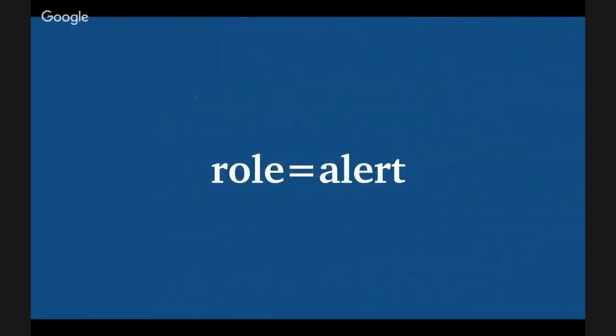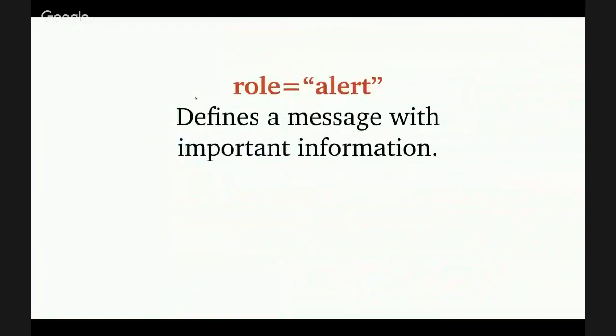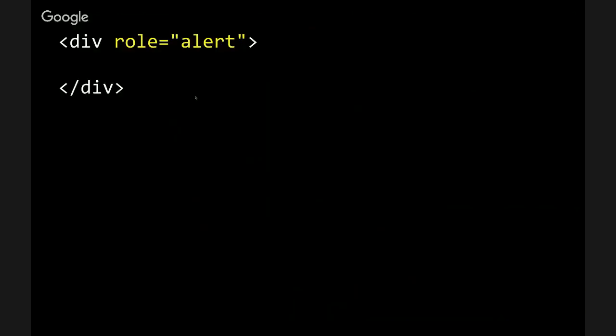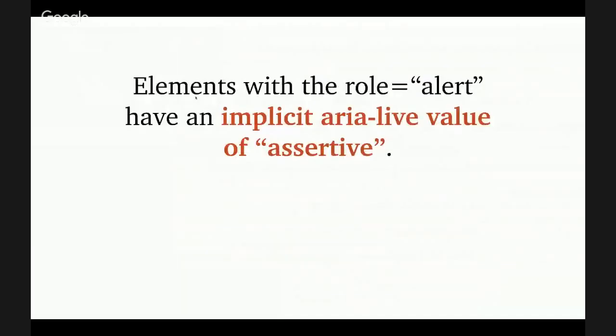Next up, let's look at role equals alert. So role equals alert defines a message with important information. So we'd do it like this. We'd have a div or something like that, and role equals alert. Now elements with a role equals alert have an implicit aria-live value of assertive. So it's the same as writing aria-live assertive in terms of its notification. It does, however, have a different role in that it's telling people that this is an alert.